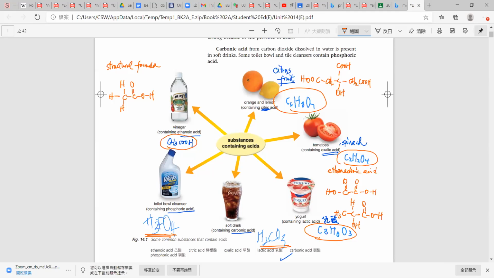So what are they in common? Now what I just circled, we call that an organic acid. 有機酸. So what is meant by 有機酸? We need to come up with the term organic. Okay, organic in the past we would say that it is from something in organisms, living things. So we call that organic substances.